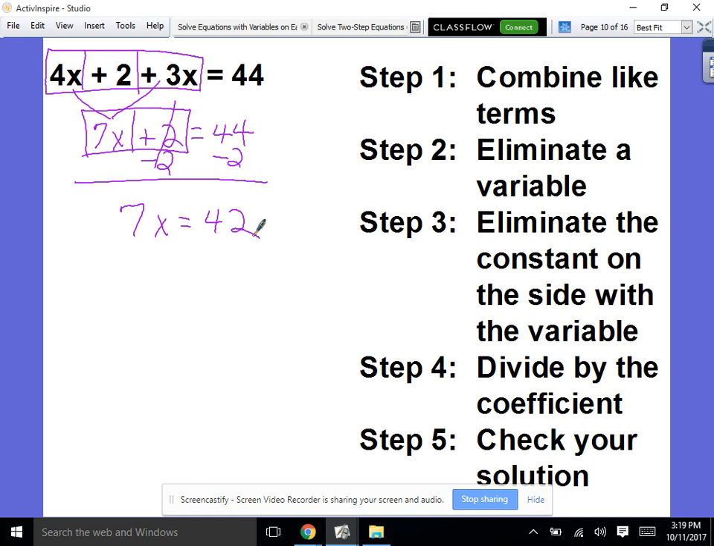Step 4, divide by the coefficient and conquer this equation. So x equals 6. So 4 times 6 is 24, plus 2 is 26, plus 3 times 6, which is 18. 26 plus 18 equals 44. So our solution is correct.